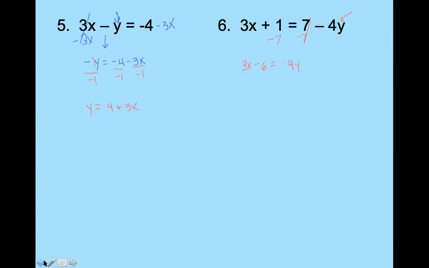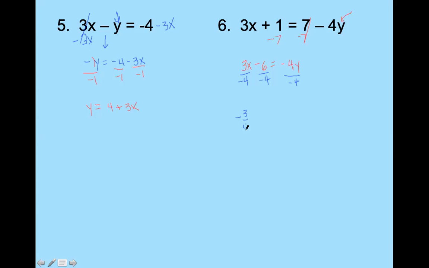Okay, I'm going to switch colors because I got to do a little dividing here. All right, this time to get y by itself, right now it's being multiplied by negative 4. So I need to divide by negative 4. And again, I want to divide every term by negative 4. Okay, if it doesn't go in evenly, it's okay to just leave it as a fraction. So 3 over negative 4 is the same as negative 3/4.